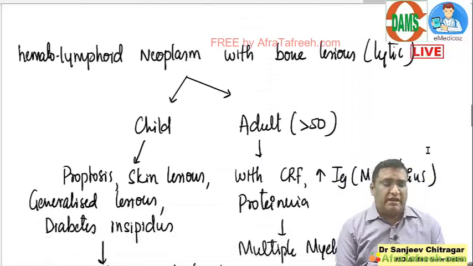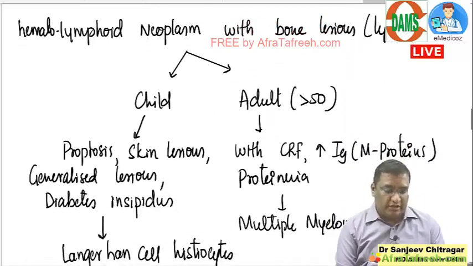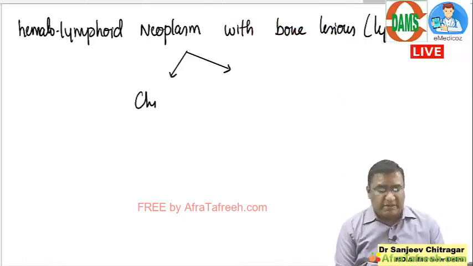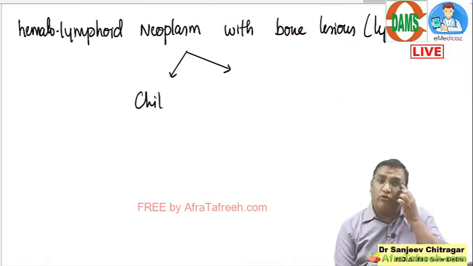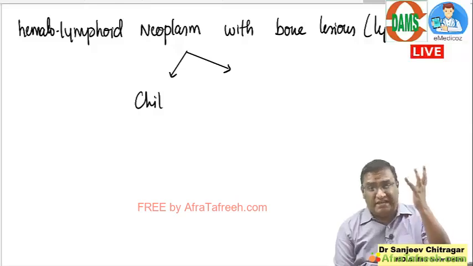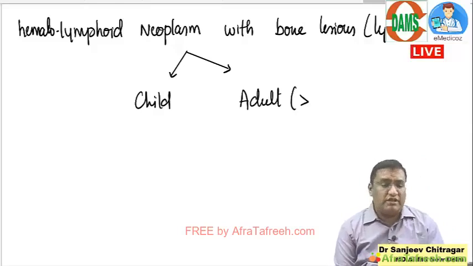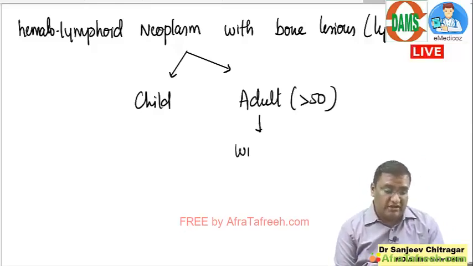Next is the hematolymphoid neoplasm with bone lesion, lytic lesion on the bone. In radiology, yesterday you would have studied this partly, by the way. Yes, very important. Bone lytic lesions are seen. One, it could be metastatic. Many metastases can show this, but otherwise hematolymphoid neoplasm. Is it in a child or is it in an adult? Usually more than 50 years, but child or adult, very important.